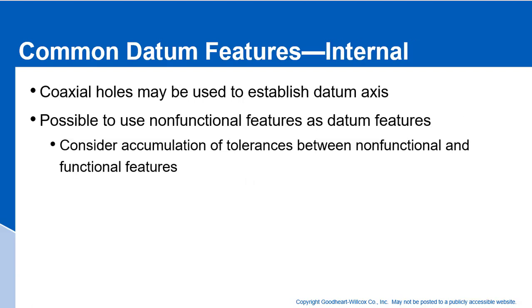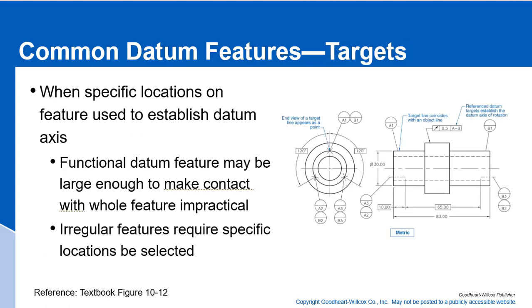Now, we can also use common datum features if they're internal features too. Like coaxial holes, for instance, may be used to establish a common datum axis. It's possible to use non-functional features as datum features. Consider the accumulation of tolerances between non-functional and functional features. That's why we always like to use functional features, because that's how our tolerances do not accumulate. And then we can also use common datum features as targets.